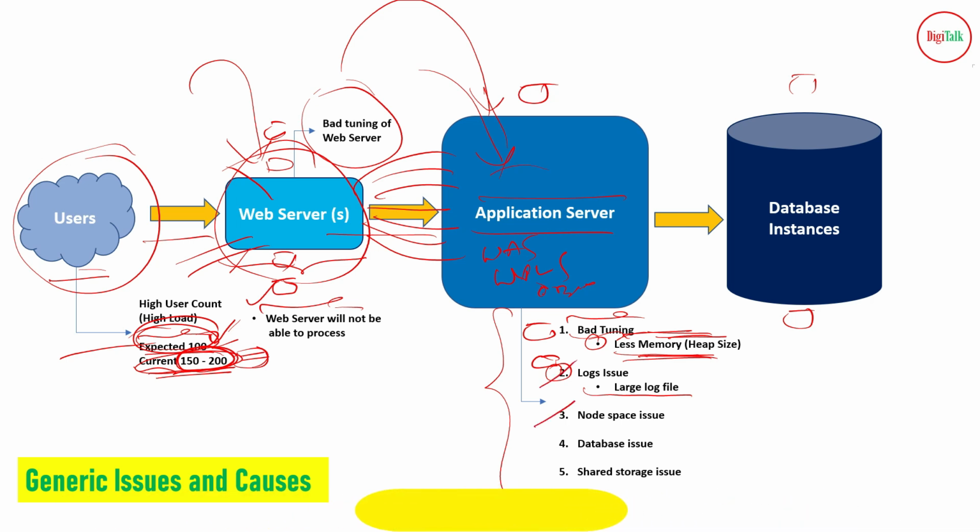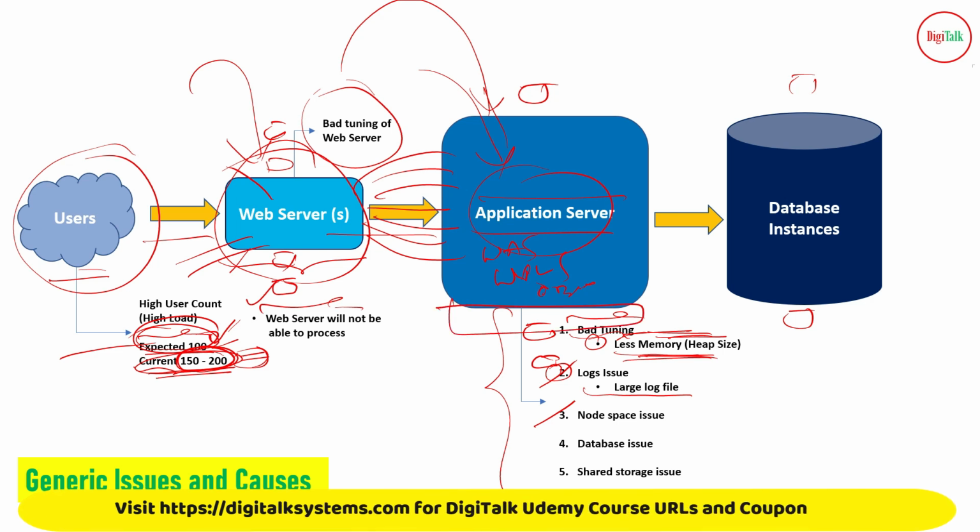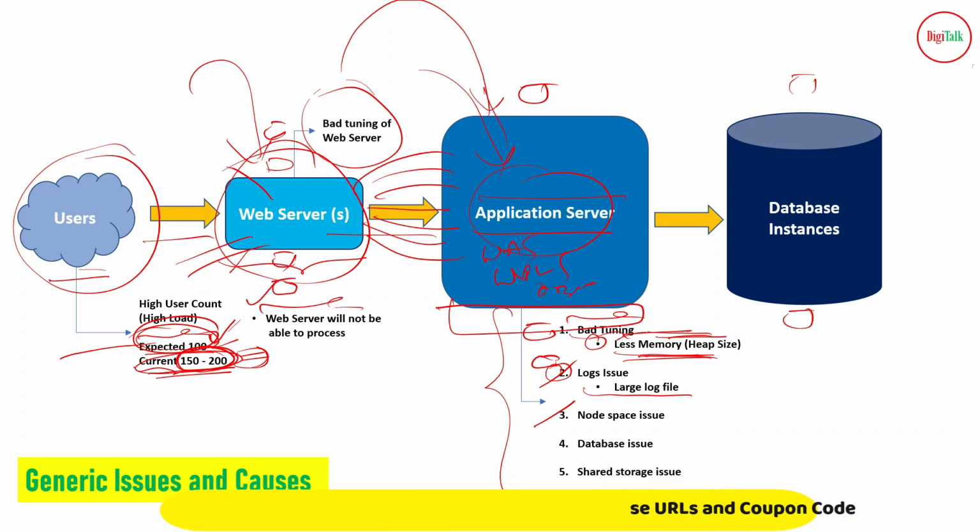Node space issue. Your application server is running on a server. Maybe it is a physical server, it could be a virtual machine. So there could be a space issue on your node or the machine. Due to that, your application server may get issues.